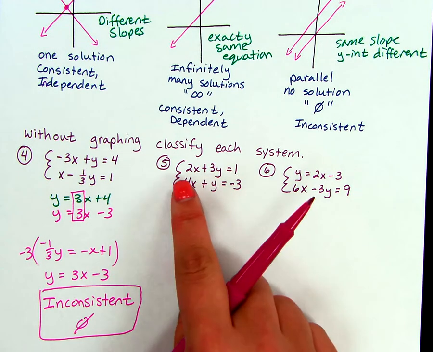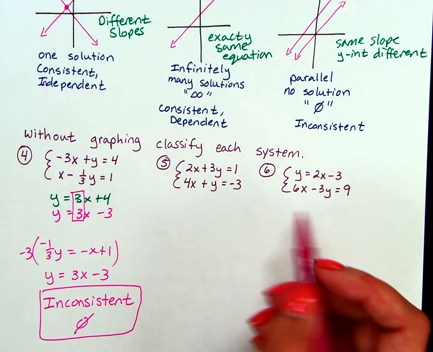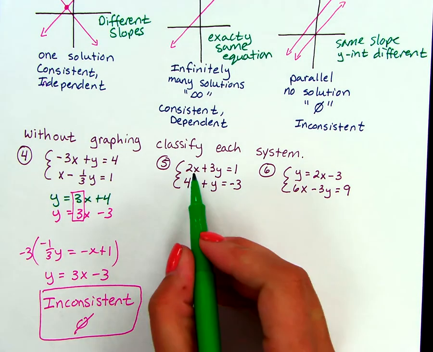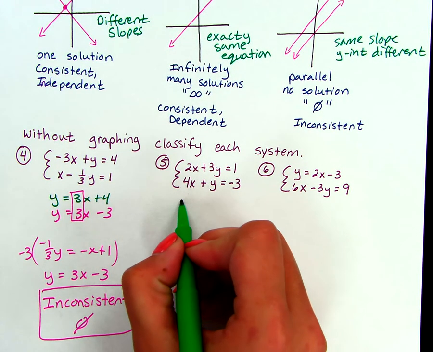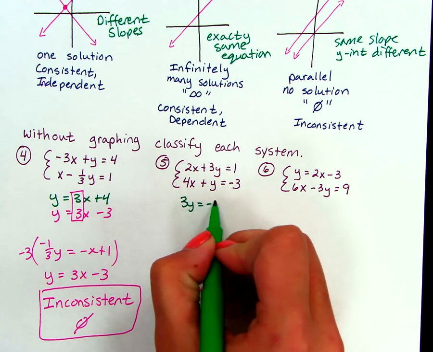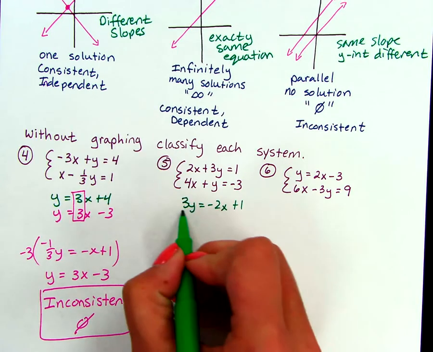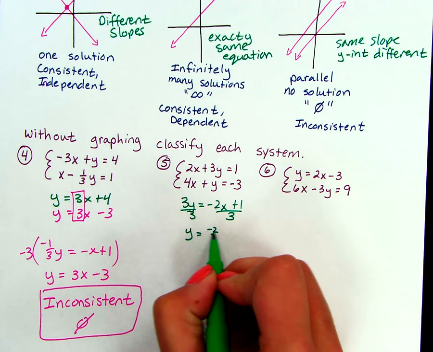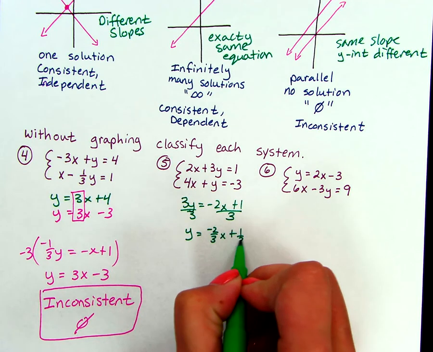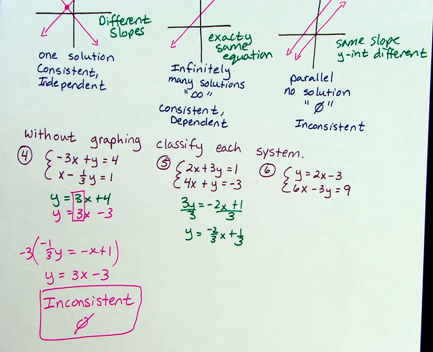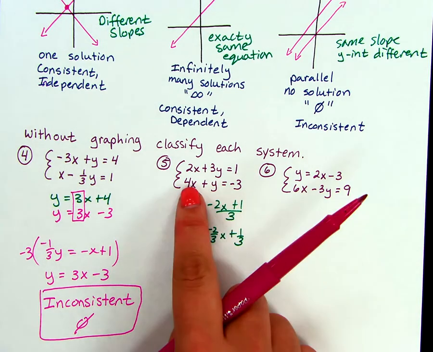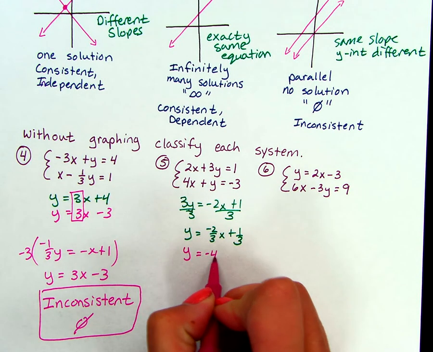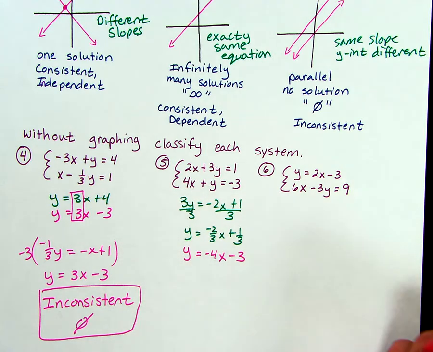Okay, we're going to do the same thing with this next one. Again, we solve each equation for y. For the top one, the first thing we do is subtract the 2x, so 3y equals negative 2x plus 1. Divide everything by 3, so y equals negative 2/3 x plus 1/3. For the bottom one, we just have to subtract the 4x over, so we would have y equals negative 4x minus 3.